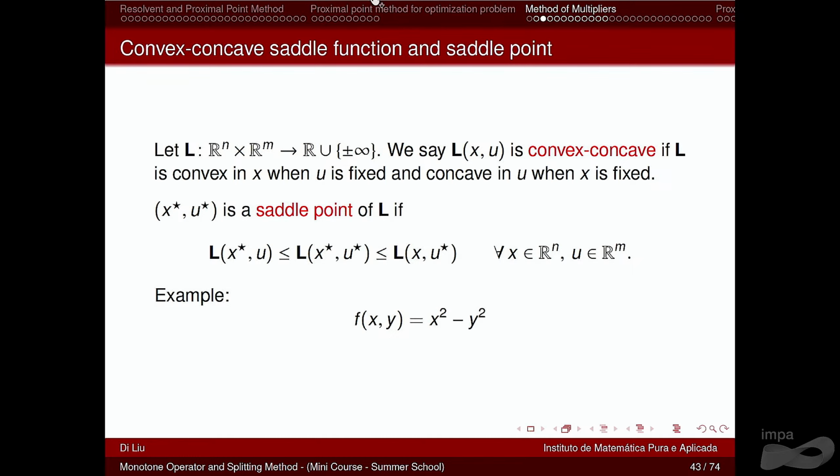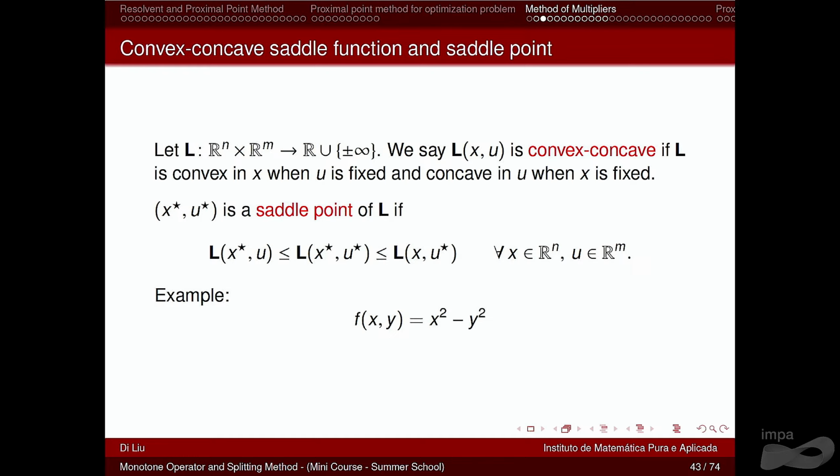Actually, we have many examples. The simple example is here: f(x,y) is x squared minus y squared. For fixed y, it's convex in x. For fixed x, it's concave in y, okay? Because it's the negative, the minus of a convex function is concave.